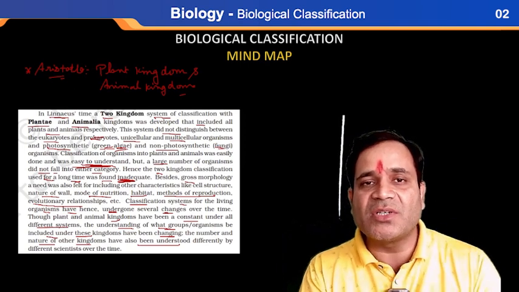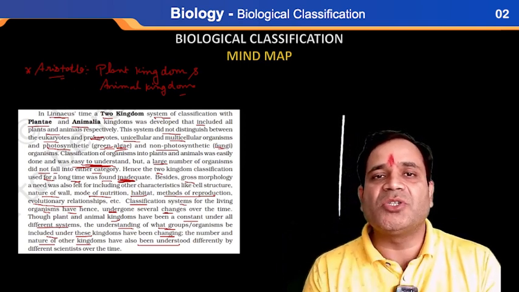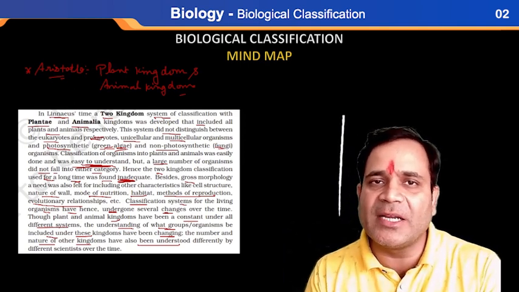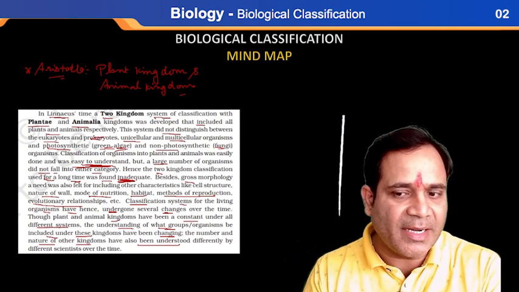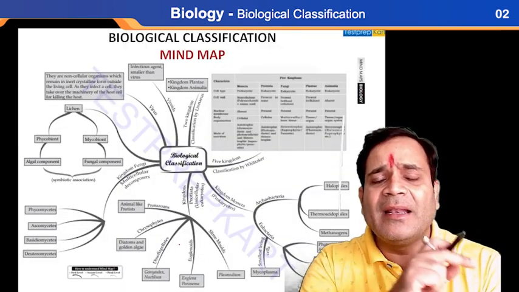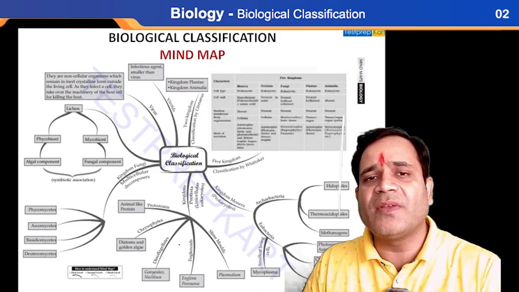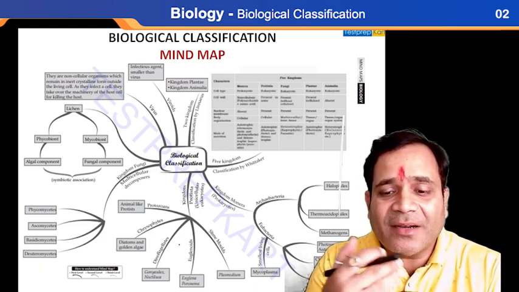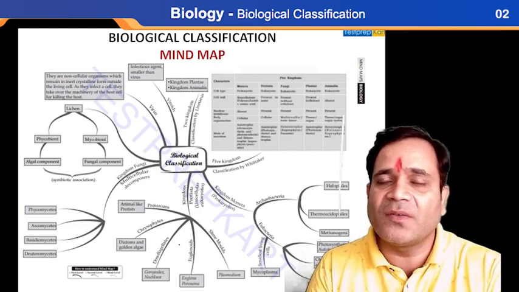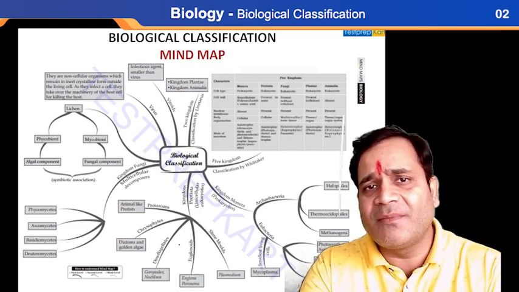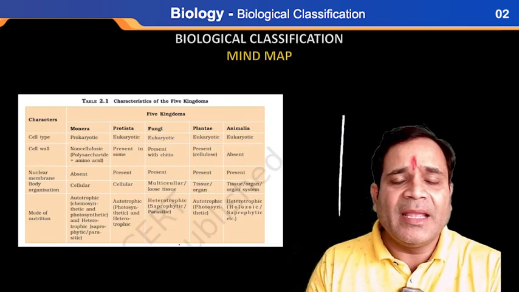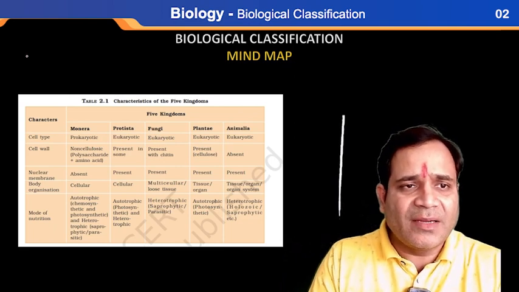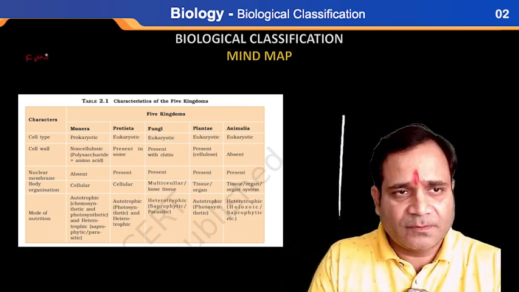So once the diversity changes, it's not easy to put all these diverse organisms into the two criteria, that is, two kingdoms: the plant kingdom and the animal kingdom. That's why this two kingdom classification was not correct. So after the two kingdom classification came the three kingdom, then the fourth, and then finally the five kingdom classification.